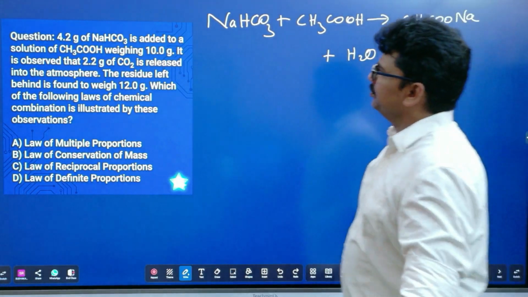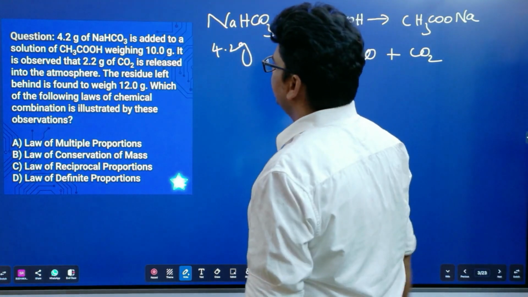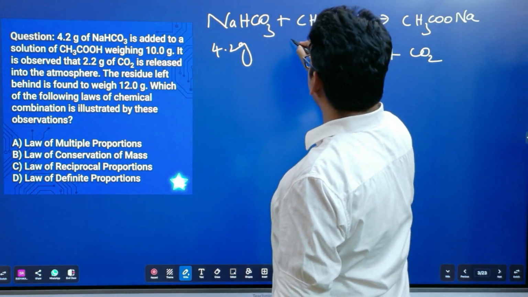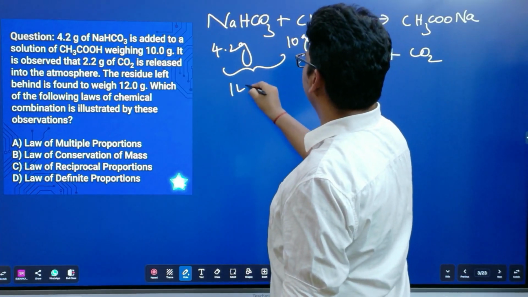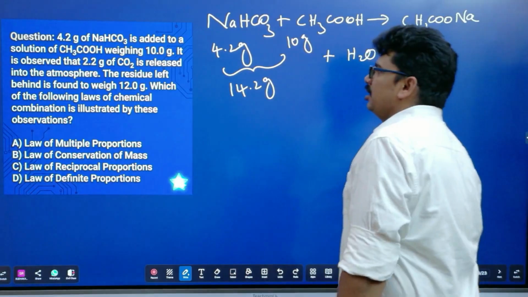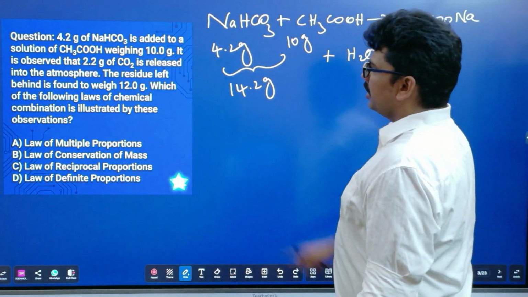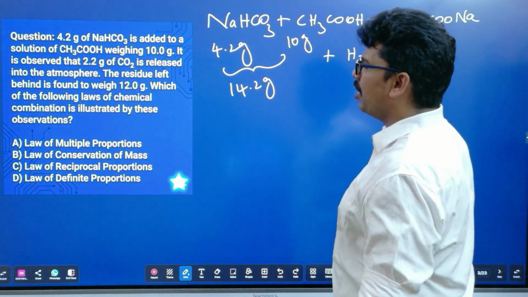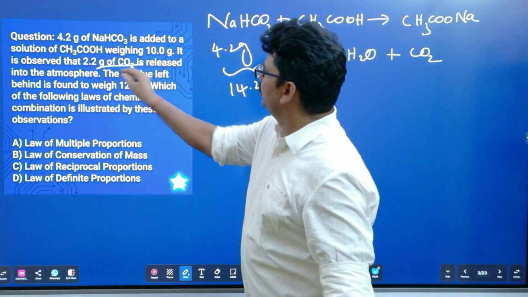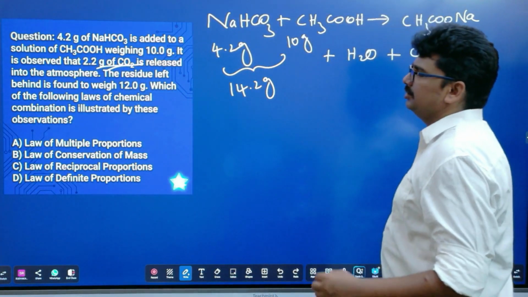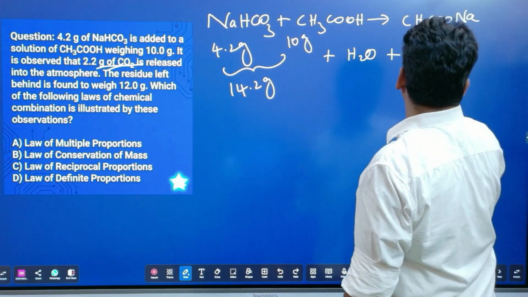So in this reaction, sodium bicarbonate is 4.2 grams. Acetic acid is 10 grams. So the total mass of the reactants is 14.2 grams. The residue left behind is found to weigh 12 grams and 2.2 grams of carbon dioxide is released. Say carbon dioxide how much? 2.2 grams.